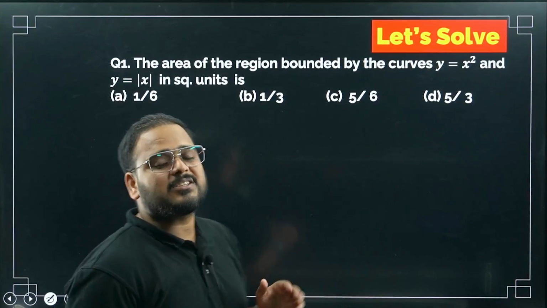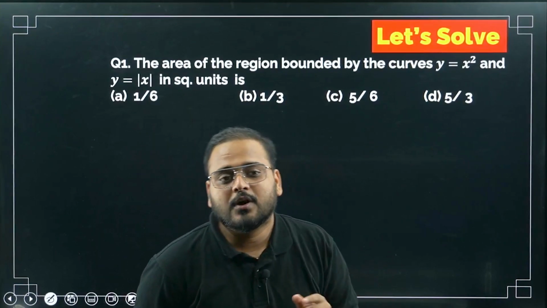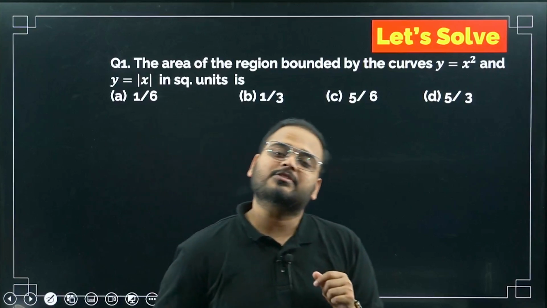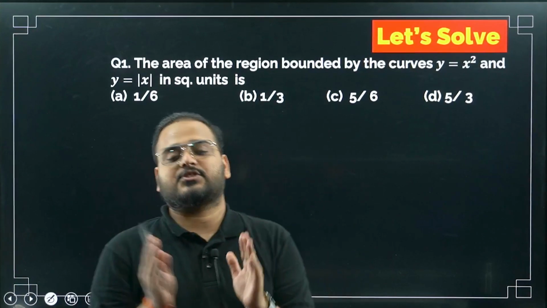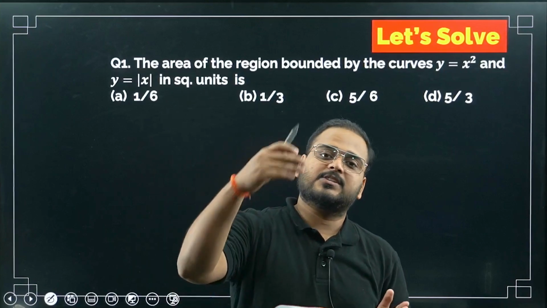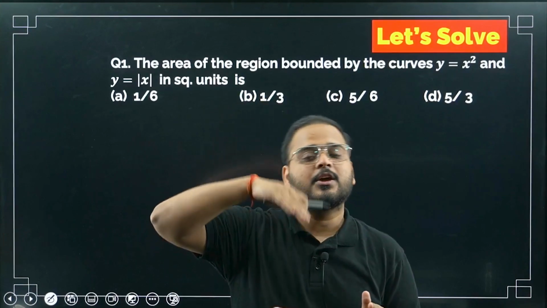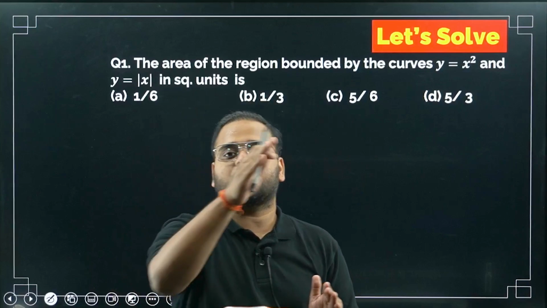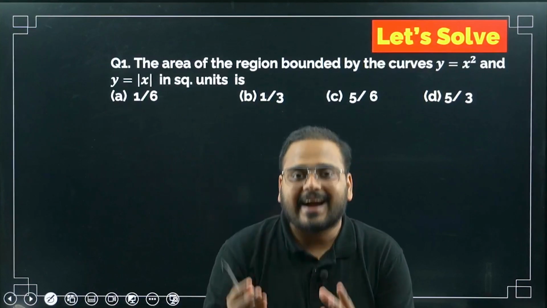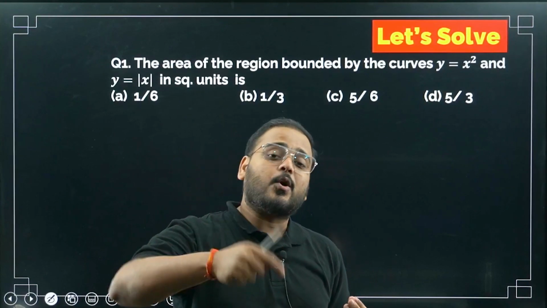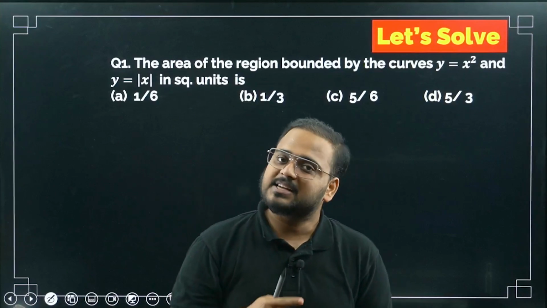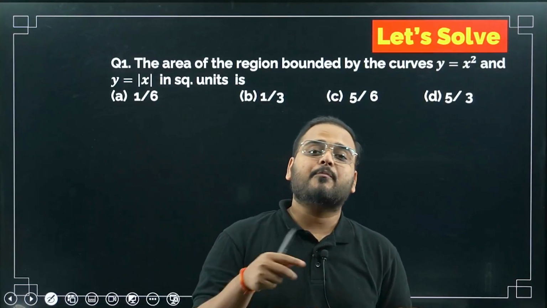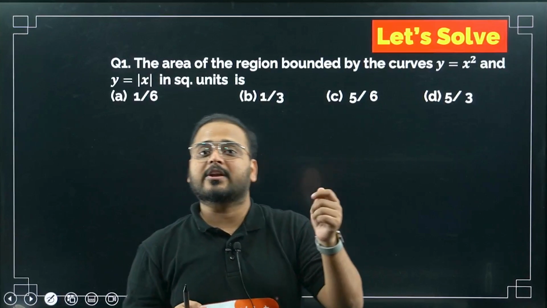So what is the first step? I would like to revise that for you: the steps required to solve any question in application of integrals. First one was to draw a rough sketch. Whether one function or 2 functions are given, you draw the rough sketch of both the functions, draw their respective curves and try to obtain the region required from the question statement. That's step number 1. Second, wherever there is a point of intersection, we'll try to find their coordinates.